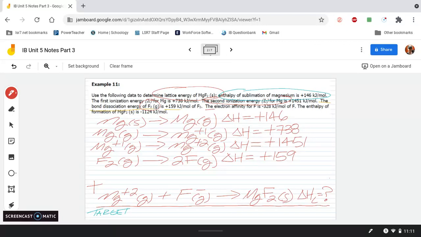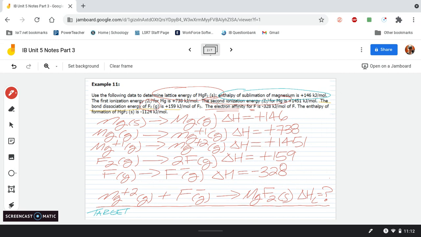Electron affinity is when the F as a gas becomes F minus 1. So it grabs an electron, but you have to write it just like they say there. So F as a gas turns into F minus 1 as a gas, and the delta H for that to happen was negative 328.